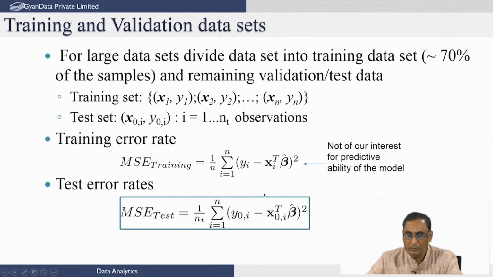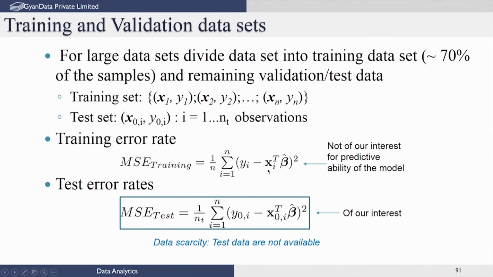As I said, the MSE on training is not useful for deciding on the optimal number of parameters of the model. However, the test MSE, the mean squared error on the validation data set, is the one we are going to use for finding the optimal number of parameters of the model.